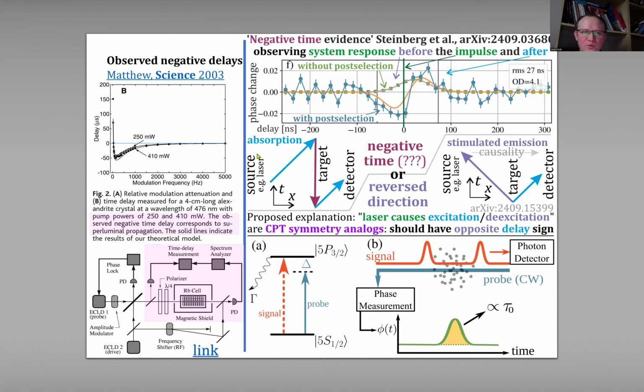So I think what's happening is that this laser of the magneto-optic trap excites some of the atoms, and there is this stimulated emission, which, being the CPT symmetry analog of the excitation, should also have the opposite delay. So I think it is not like this picture, but later like this picture.